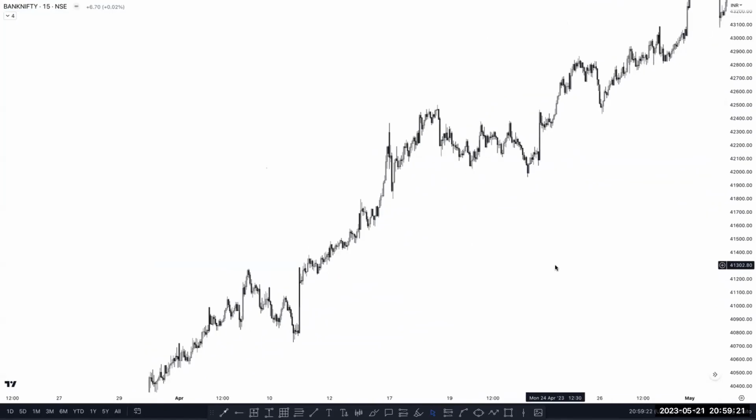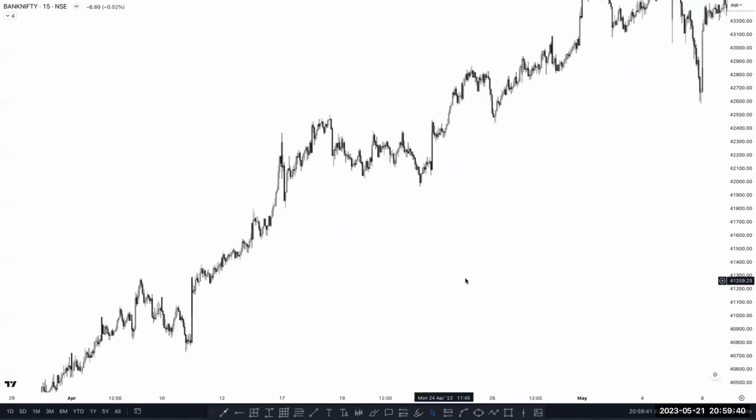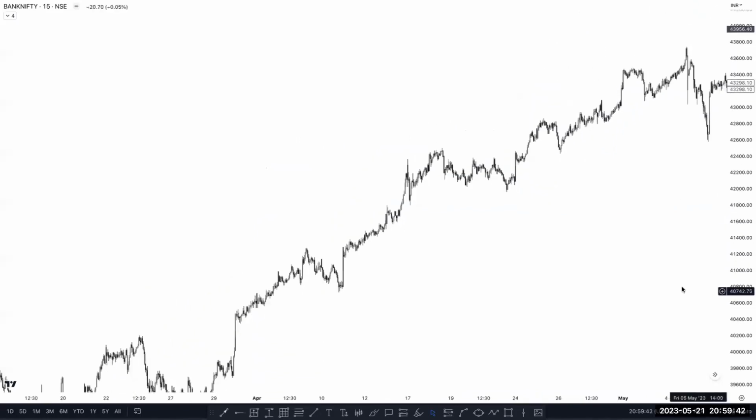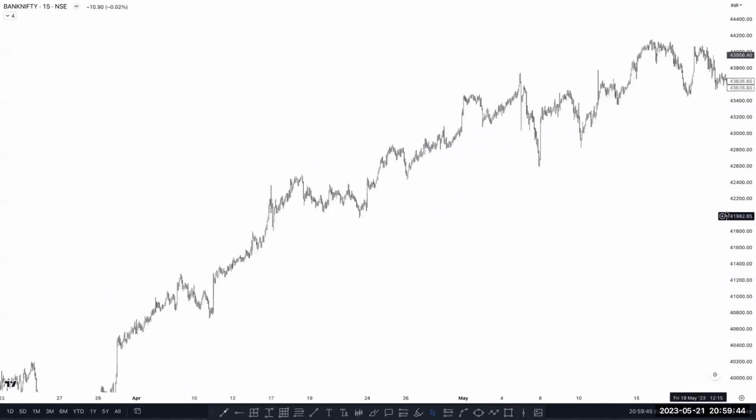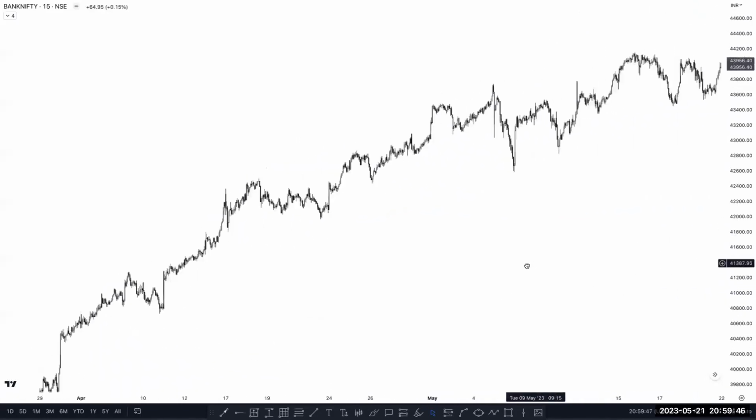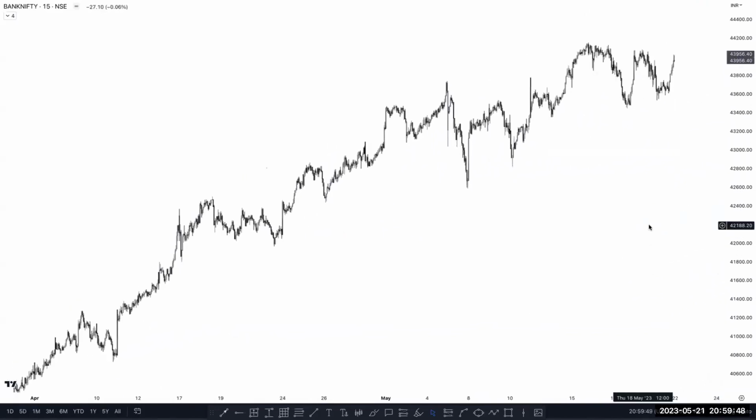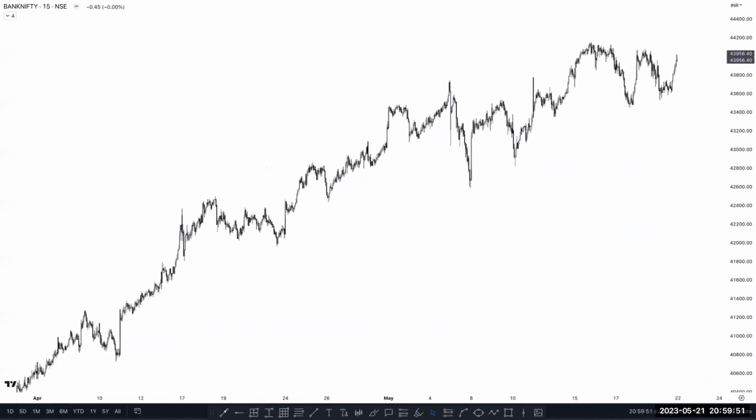Simply, you have to focus on major structure broken, taken out the inducement, tap any unmitigated order block or create a single candle order block, then you can take entry. Second thing, you can also play the internal structure, right? So first of all, you have to mark the structure here. This is simple for you. I'm going to make this simple for everyone.